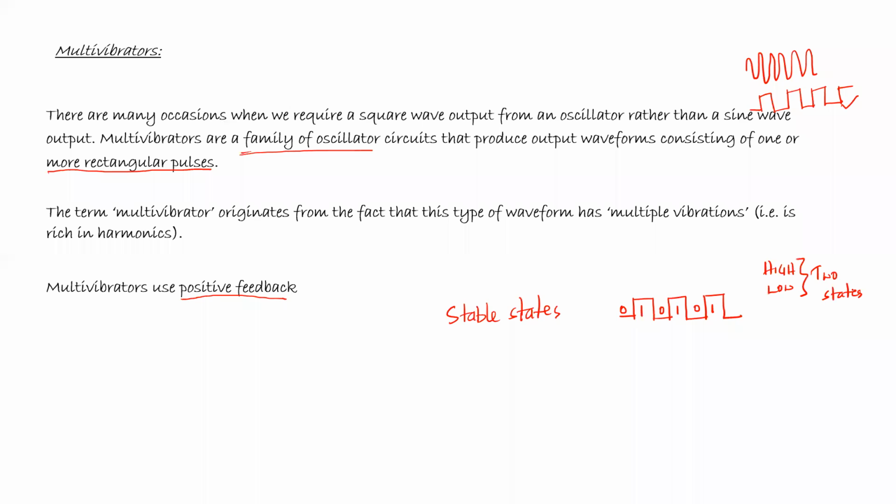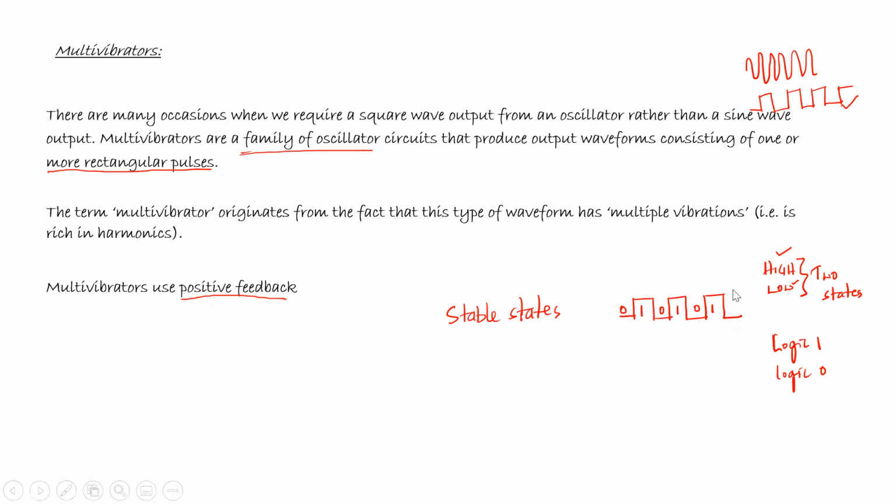Everybody understand which are those states? High state is one, low state is the other. High state means it is logic 1, and low state means it is logic 0. So we'll be talking about this logic 1 and logic 0 in digital electronics in the next module. But this is part of digital electronics as well as analog electronics.